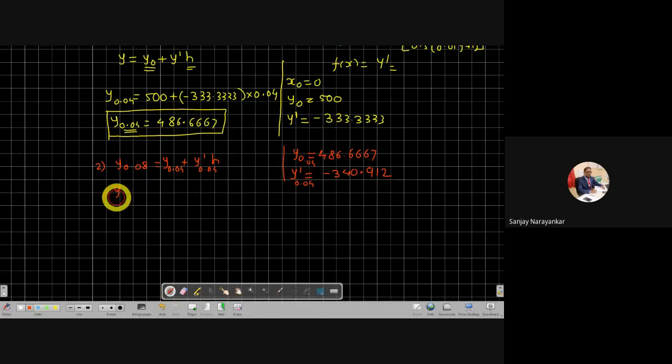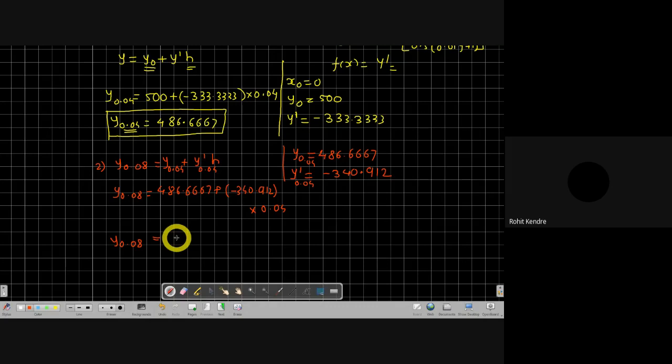So we'll substitute here, 0.08 is equal to, what value is coming? 486.6667 plus y dash, which is minus 340.912, into 0.04. If you solve, you will get a new value. 473.03. Okay, so this is your new value.